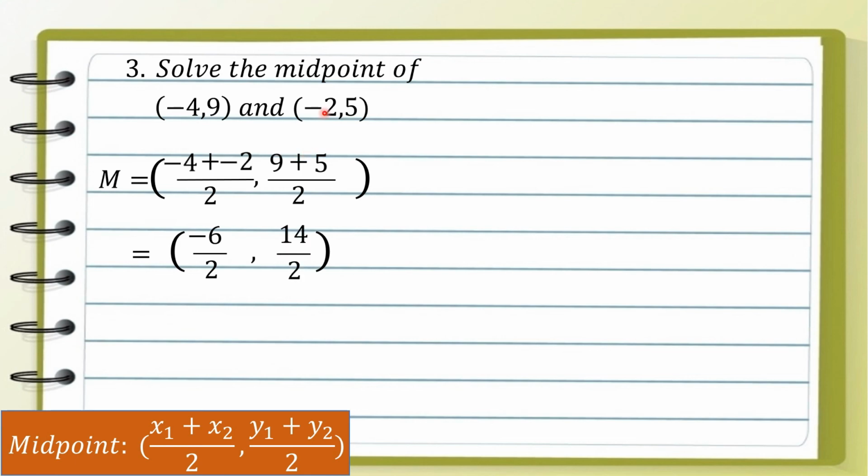Later, we'll divide it by 2. Next, divide. -6 divided by 2 is -3. And 14 divided by 2 is 7. In other words, the midpoint of (-4, 9) and (-2, 5) is at (-3, +7).